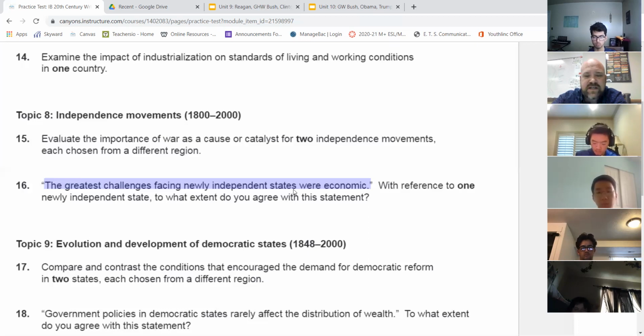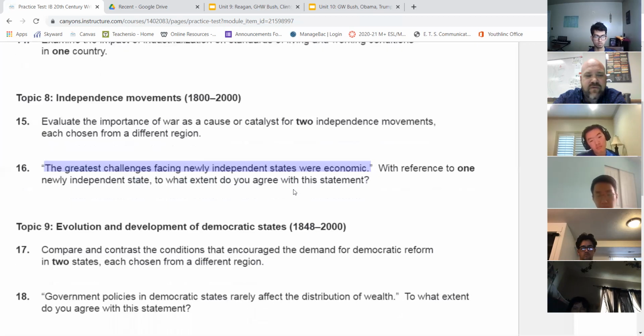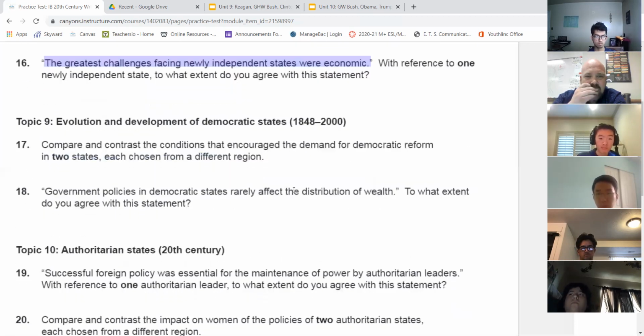Okay, let's go to question number 17. All right, Tiffany, you read 17 for us? Compare and contrast the conditions that encourage the demand for democratic reform in two states, each chosen from a different region. Okay. When it says state, what does it mean? Does it mean California and Alabama? No. What does it mean? A nation, a country. Countries, right?